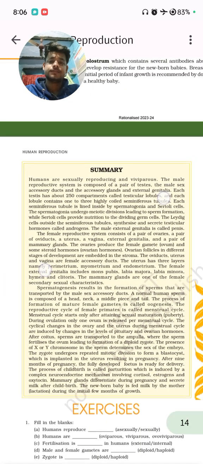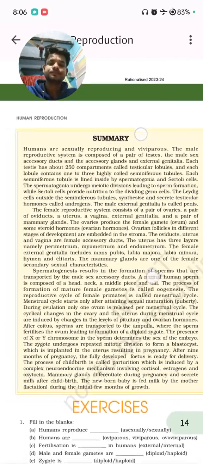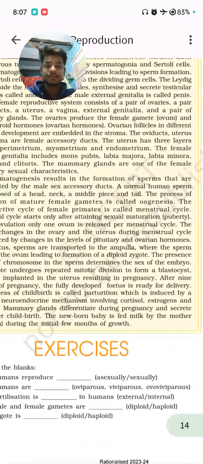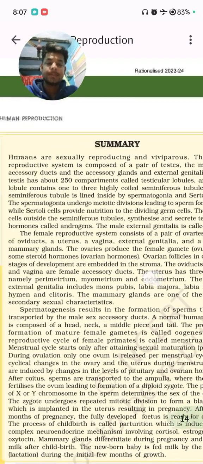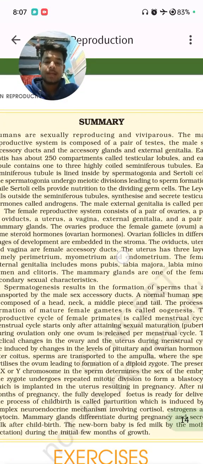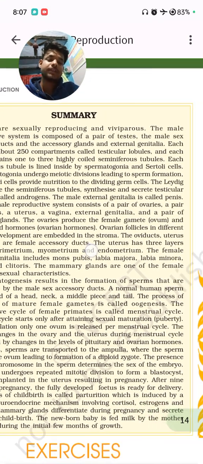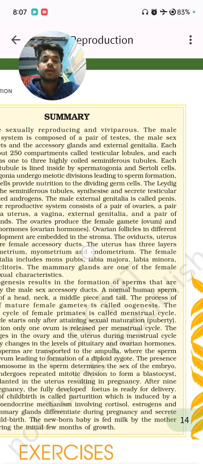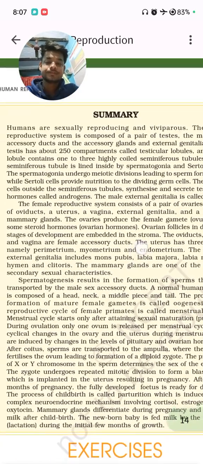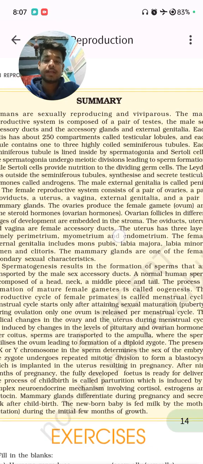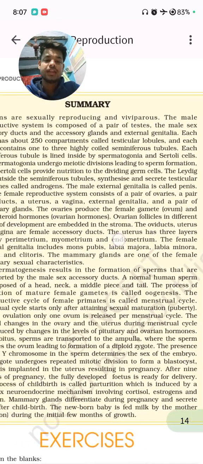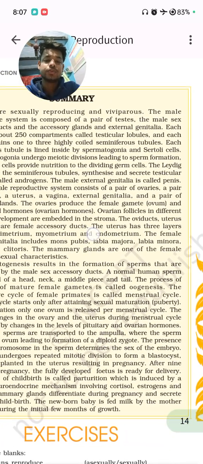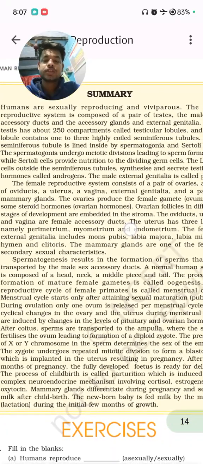Here our chapter is finished, and I will just read the summary. Humans are sexually reproductive and viviparous. The male reproductive system is composed of a pair of testes, the male sex accessory ducts, the accessory glands, and the external genitalia. Each testis has about 250 compartments called testicular lobules, and each lobule contains one to three highly coiled seminiferous tubules.